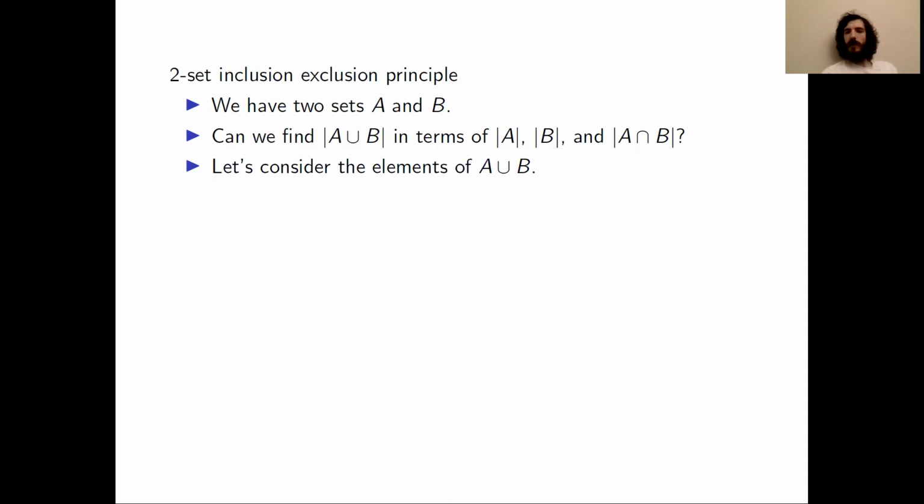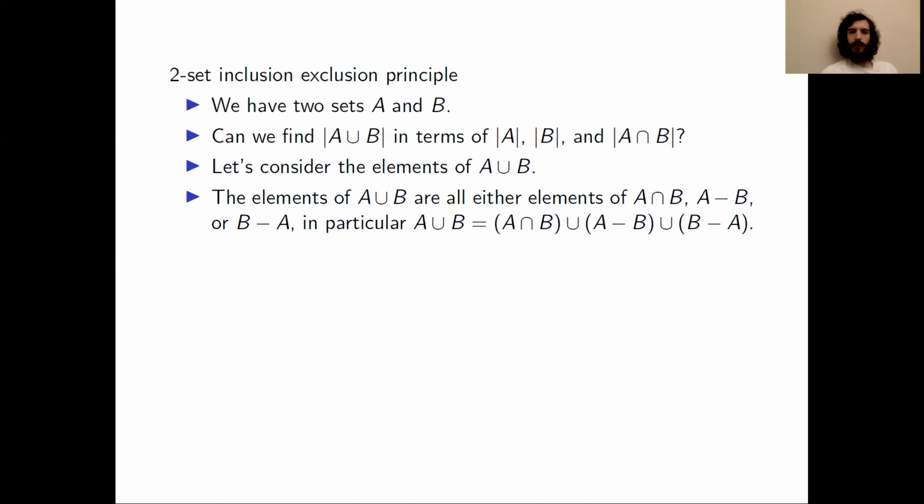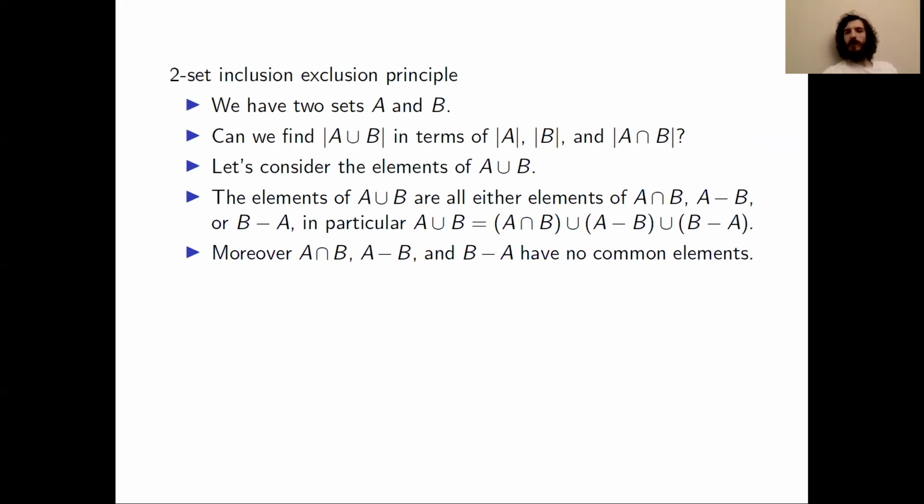So we're going to consider the elements of A union B. All of the elements in A union B are either elements of A intersect B, the complement of B and A, which we write as A minus B, or the complement of A and B, which we write as B minus A. In particular, we can say that A union B equals A intersect B union A minus B union B minus A. Moreover, we can observe easily that A intersect B, A minus B, and B minus A have no common elements. In other words, those 3 sets are pairwise disjoint.